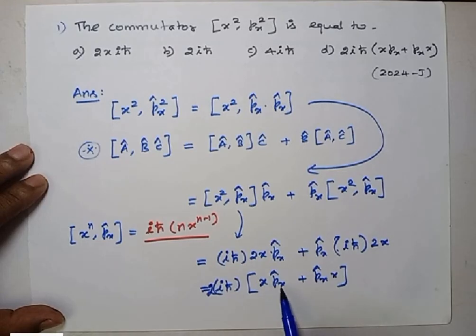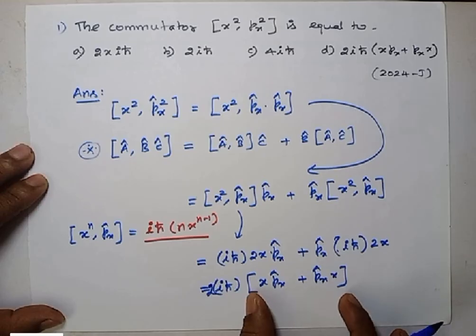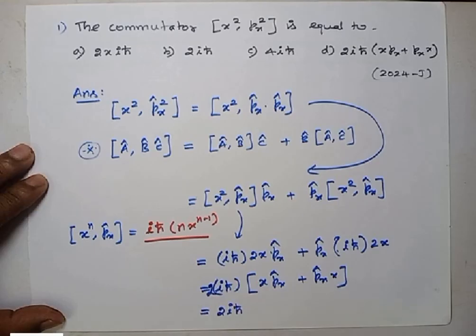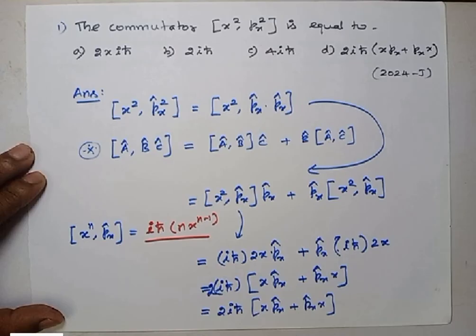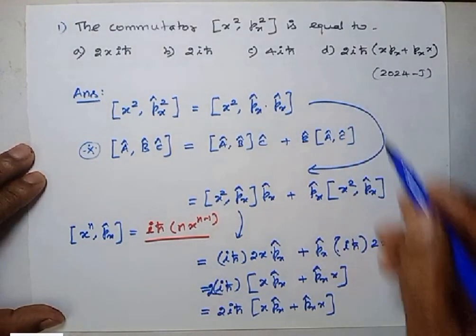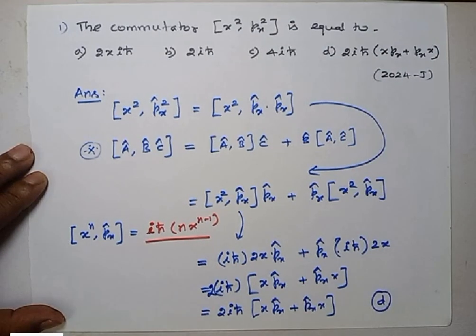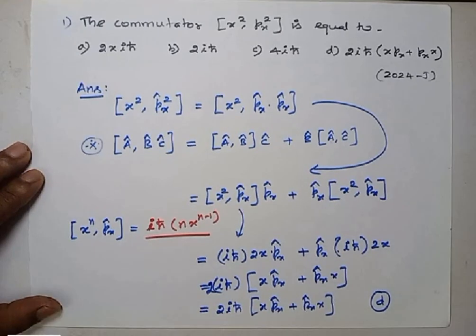See, x into px and px into x may not be same, so this cannot be simplified further. Therefore, the correct answer is 2iħ (x px + px x). So the correct option for this question is option D. Very simple question. You can easily answer this.